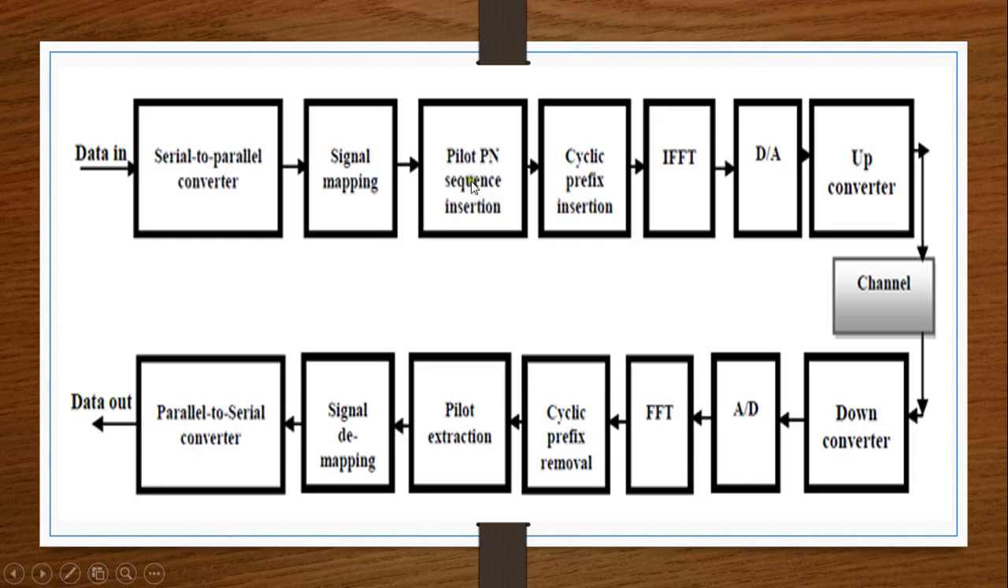I'll go through the details of why exactly we are using this, and then there will be addition of a cyclic prefix with inverse fast Fourier transform, then digital to analog converter. It is up converted to the desired frequency and finally passed to the channel. At the receiver, exactly the opposite function takes place as that in the transmitter, as you can see.